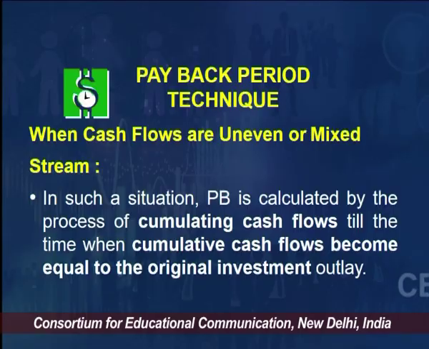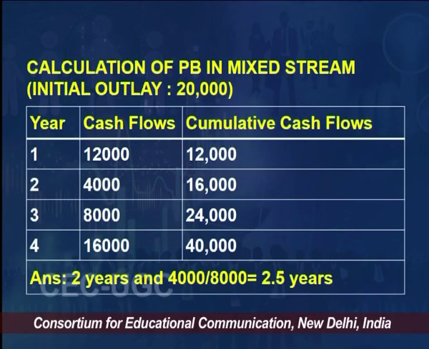Now this was the first situation where we have the inflows in the form of an annuity. They are smooth every year, the same value. What would happen if my cash flows are uneven or a mixed stream? In such a situation, PB is calculated by cumulating cash flows till the time when cumulative cash flows become equal to the original investment outlay, right? So cumulating is the key here. Let me take this example to help you understand.